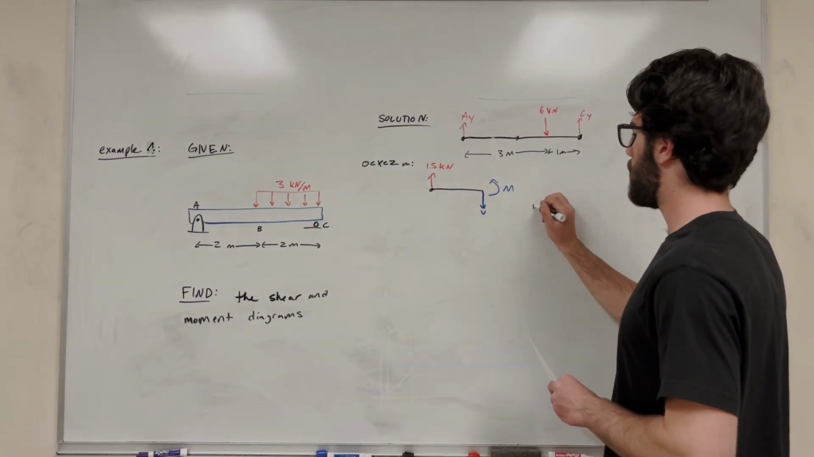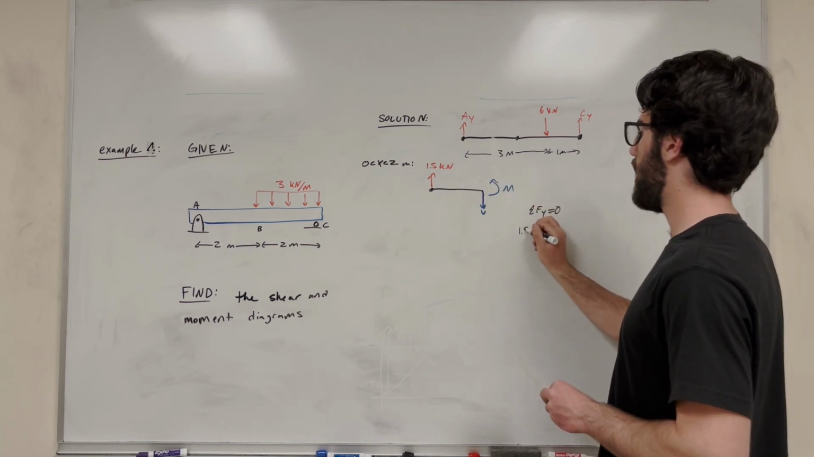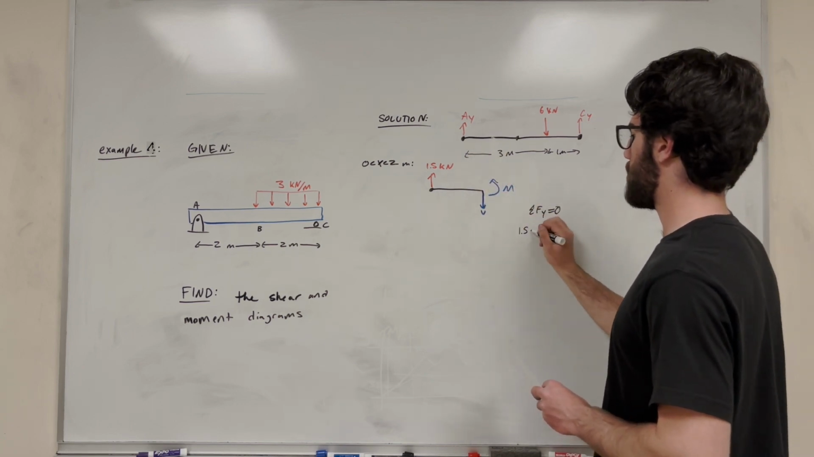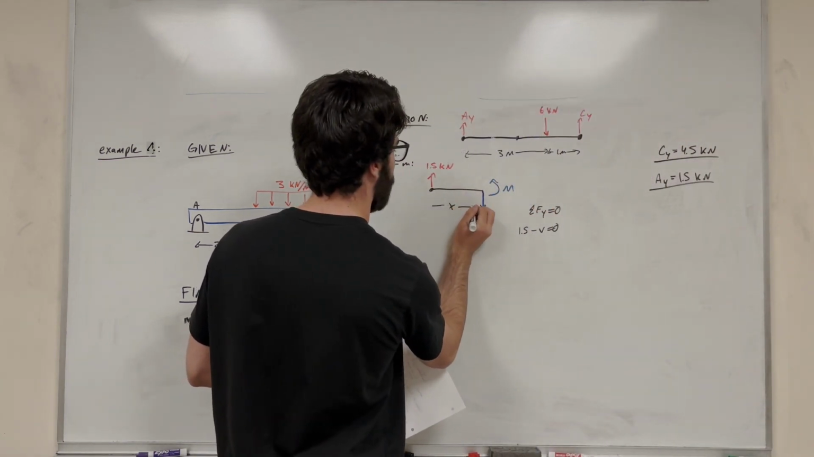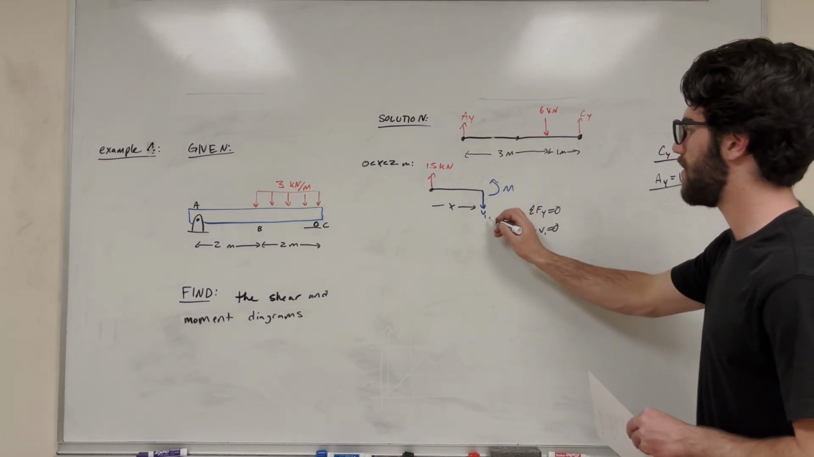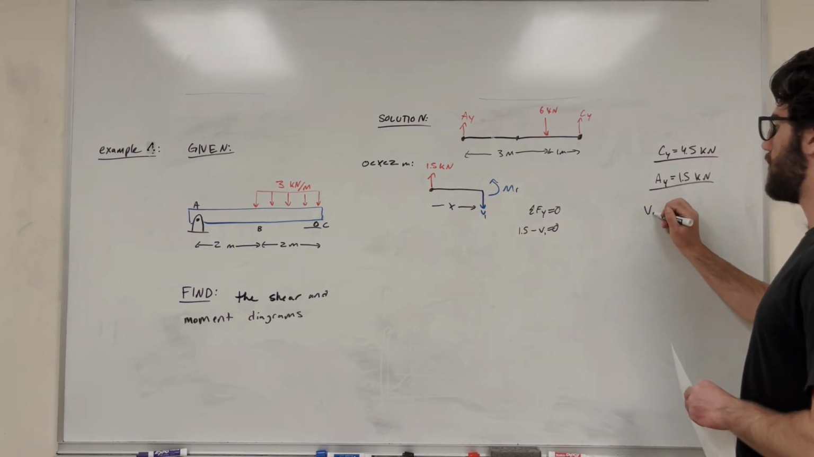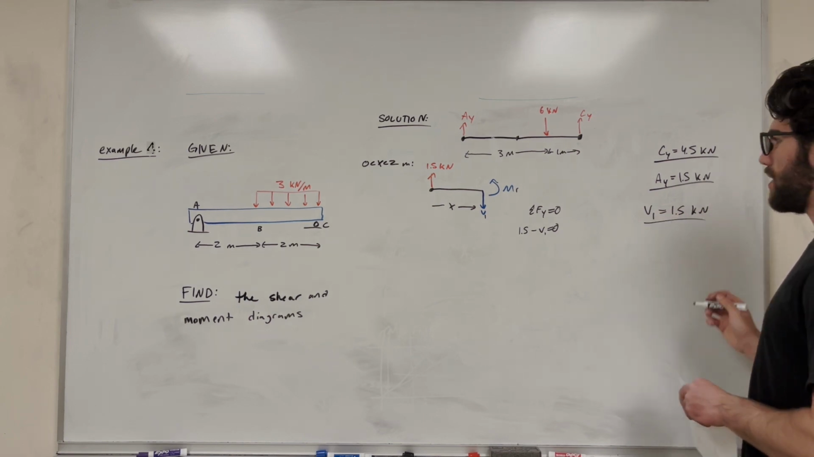So sum of the forces in the Y is equal to 0. So let's add them up, right? We have 1.5 pushing upward, and then V is pushing downward, and set that equal to 0. Forgot that this is distance x, by the way. So solve for this equation. Let's label these V1, moment 1. So it'll be that the first shear is just equal to 1.5 kilonewtons.